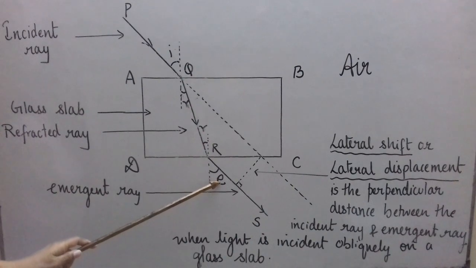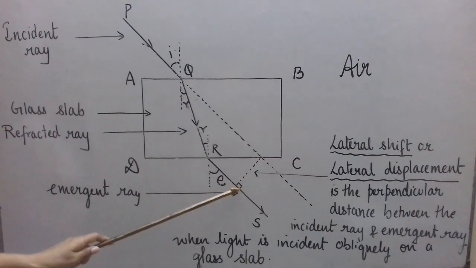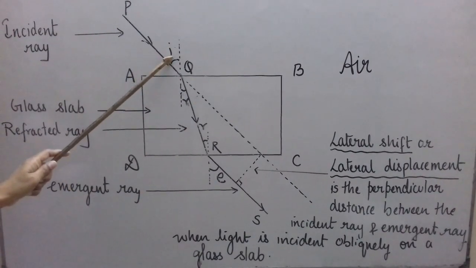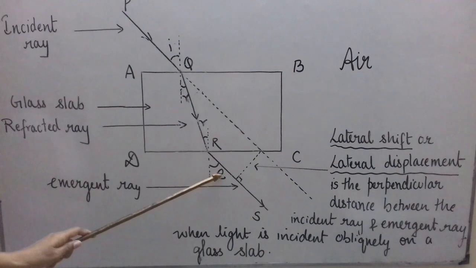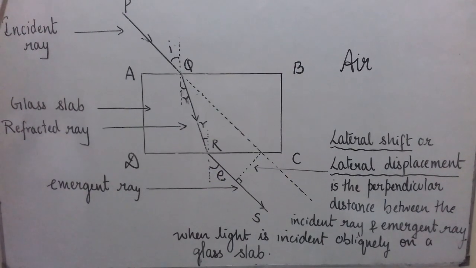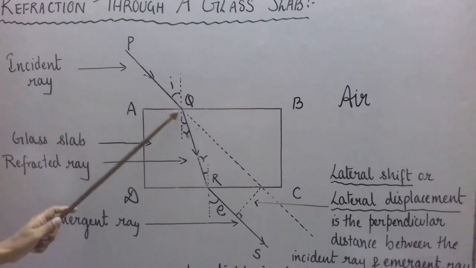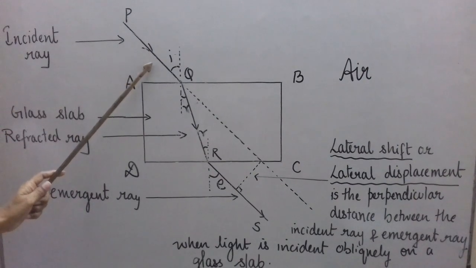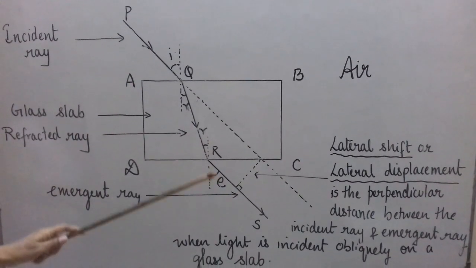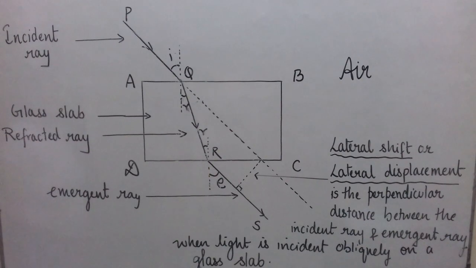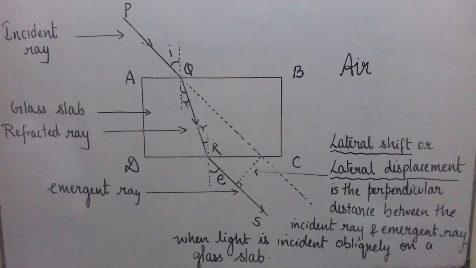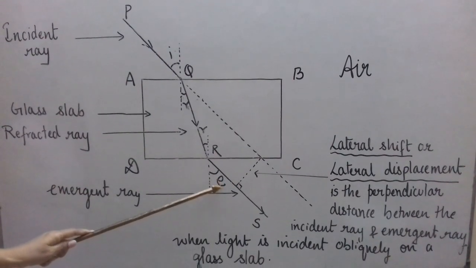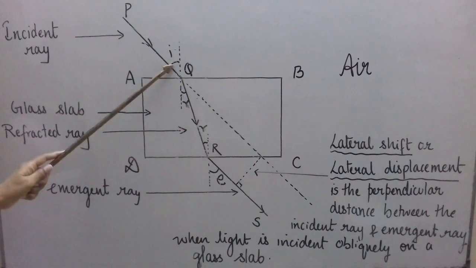Since the incident and emergent rays are parallel to each other, we can mathematically also prove that I is always equal to E. It means you should remember that whenever a ray of light passes through the slab obliquely, the emergent ray emerges out parallel to the direction of the incident ray, and always I is equal to E. It means the angle of incidence is always equal to the angle of emergence. When you increase this I, this E will also increase in such a manner that they are both always equal.